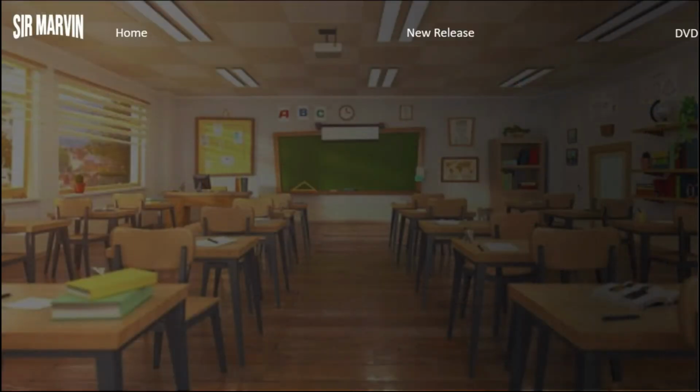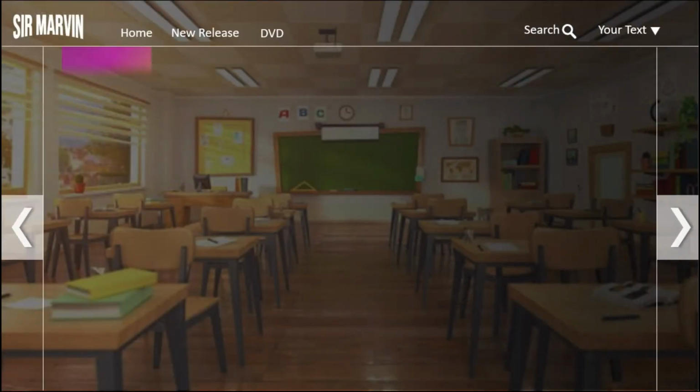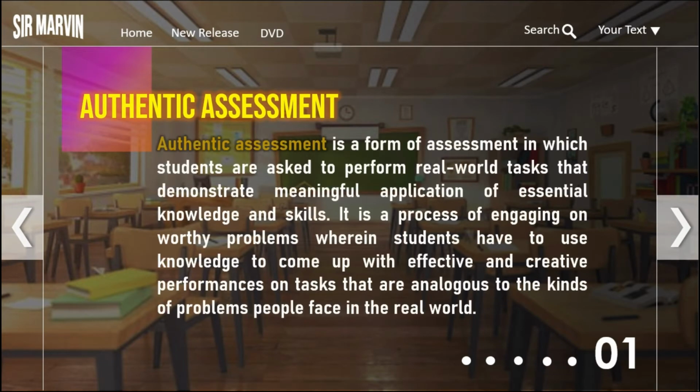Okay, so let's start this by defining authentic assessment. Authentic assessment is a form of assessment in which students are asked to perform real-world tasks that demonstrate meaningful application of essential knowledge and skills. It is a process of engaging on worthy problems wherein students have to use knowledge to come up with effective and creative performances on tasks that are analogous to the kinds of problems people face in the real world.